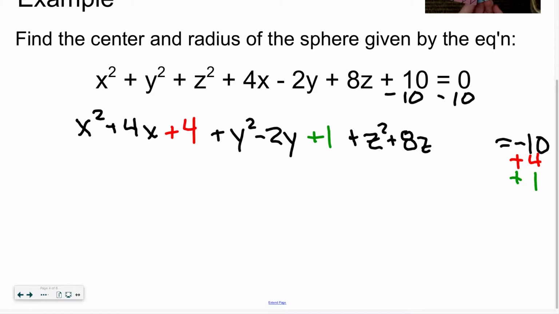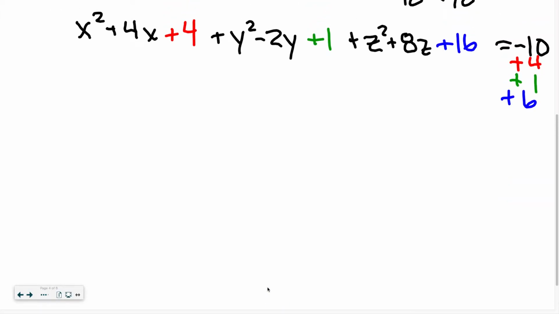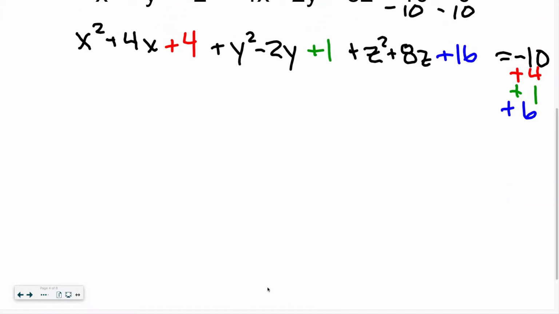And then what completes the square for the z's? 16. Half of 8 is 4, squared is 16. Add that to the other side. Okay, so now we're just kind of in the cleanup stages. Why did we do what we did? So we could write them as x minus h, y minus k, z minus j. So this trinomial, x squared plus 4x plus 4, will factor to be x plus 2 times x plus 2, which we could write as x plus 2 quantity squared.